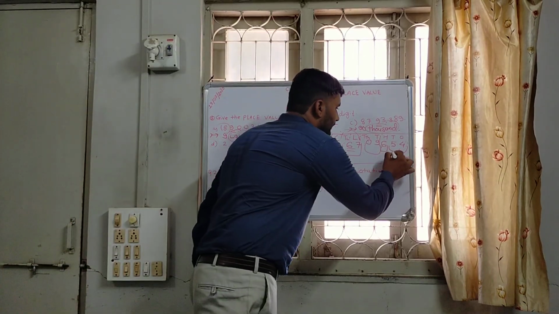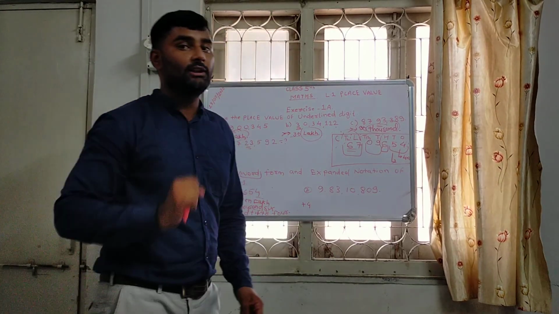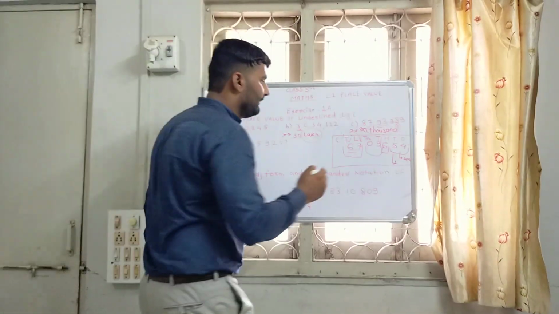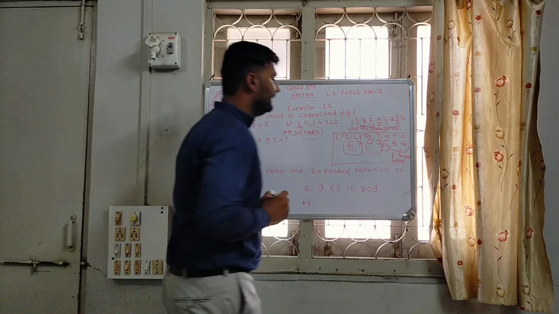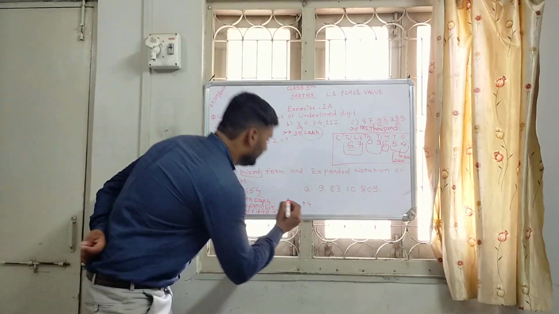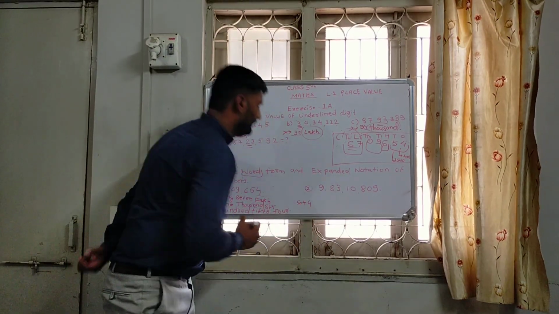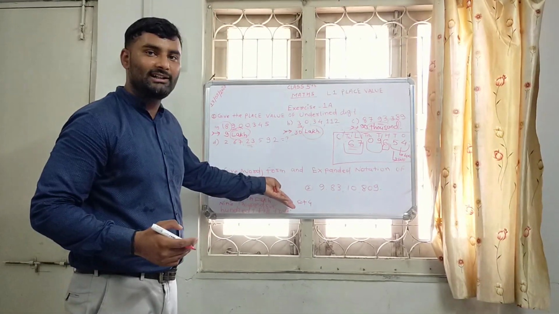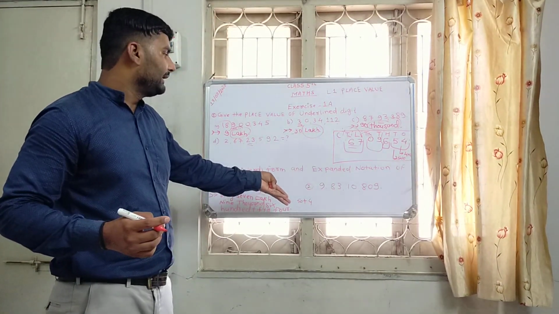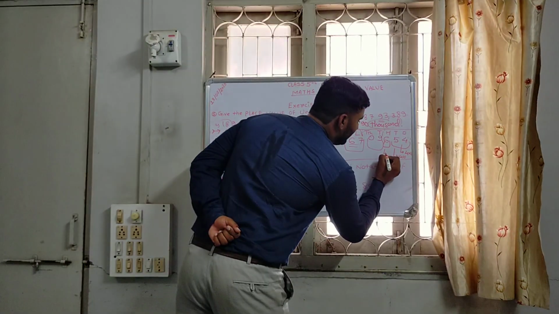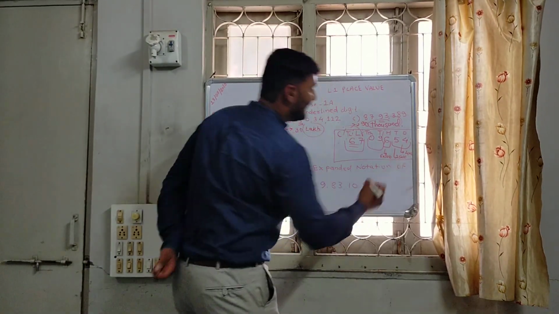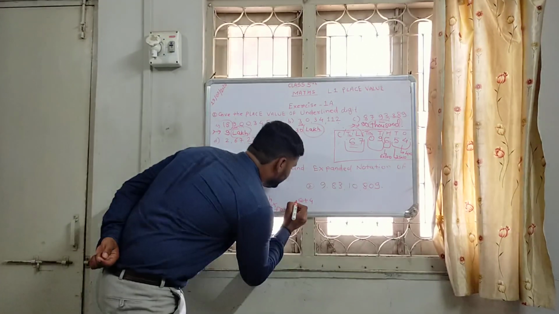Now 5 is present in the column of tens. Just multiply 5 into tens. That means 50. So write down here 50. We are going to make the answer accordingly to the expanded notation. Okay. Now 6 multiplied by 100. That makes 600.